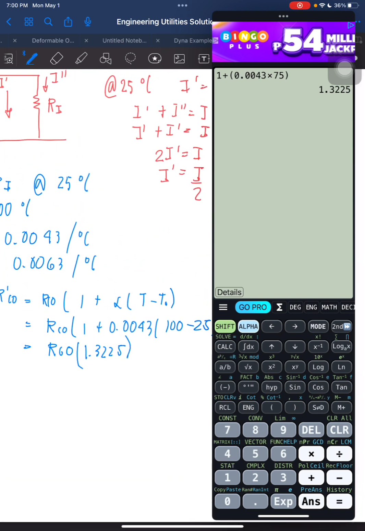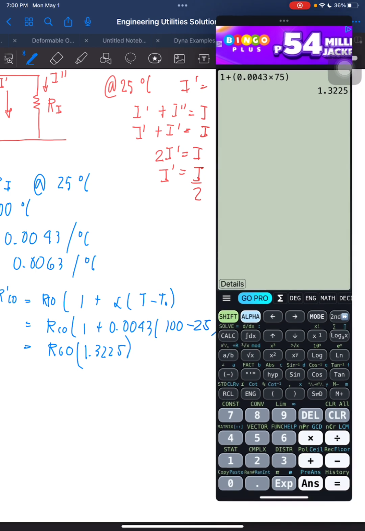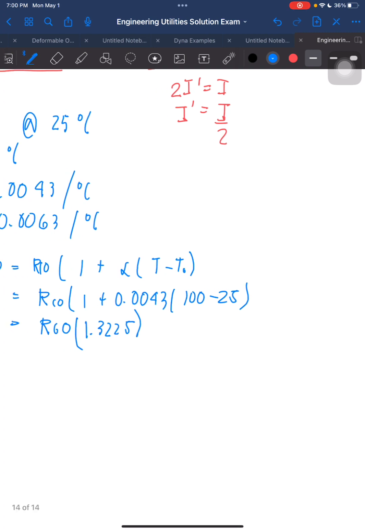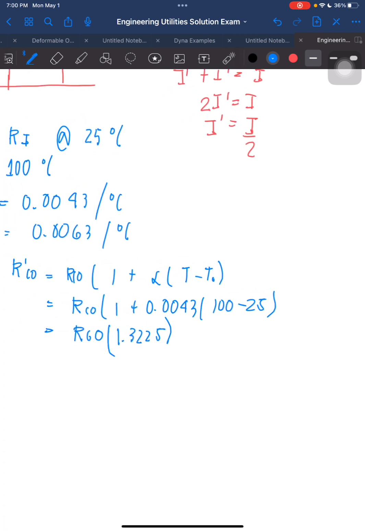Next, ang next natin ay, so ayusin na lang. Final answer is R prime copper is equal to, mali, 1.3225 RCO.